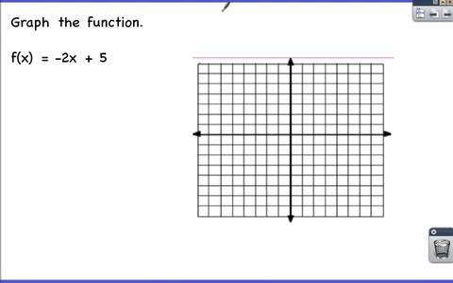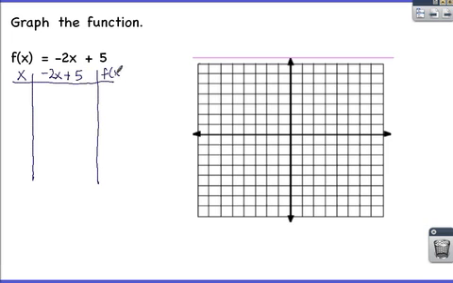Now let's try graphing the function f of x equals negative 2x plus 5. We can start by creating a table. Our input is x, our rule is negative 2x plus 5, and then our output is f of x. Now this problem does not specify what input values or domain values we should use, so a good rule of thumb is to use negative 2, negative 1, 0, 1, 2, and then we can plug those values in for x.